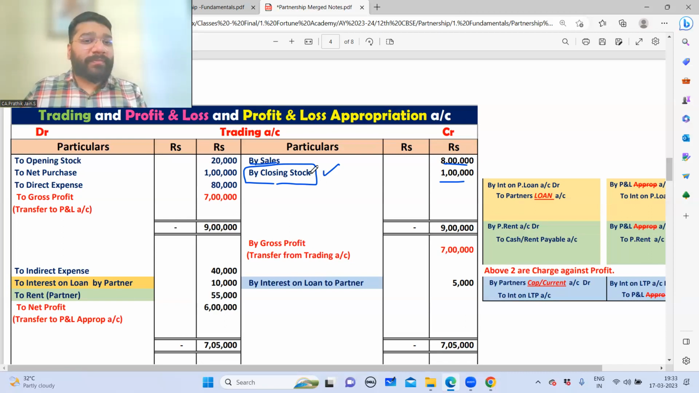Closing stock. This is the trading and P&L account. You said it is a nominal account: debit all expenses and losses, credit all income and gains. In the debit side you record all expenses and losses; on the credit side you record income and gain. Sales is income, that makes sense. Why is closing stock recorded here? You have to give me an answer.